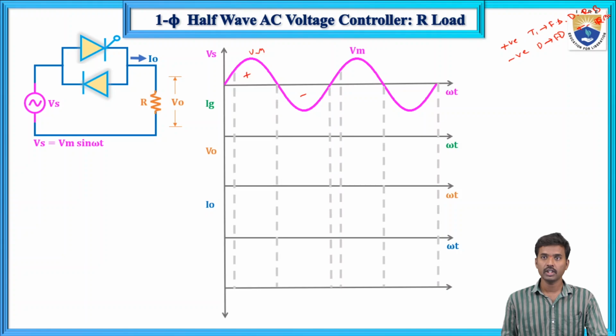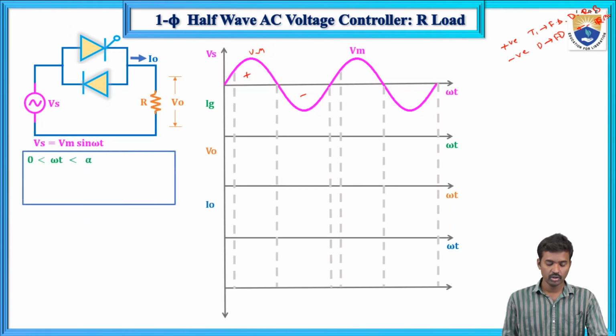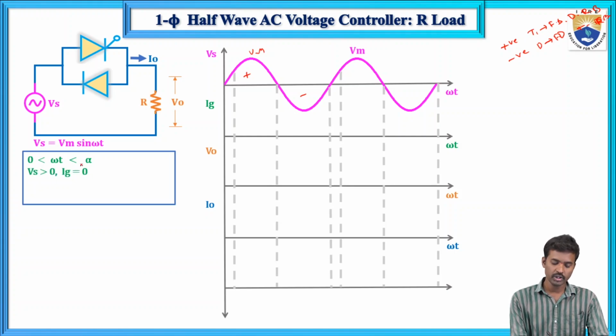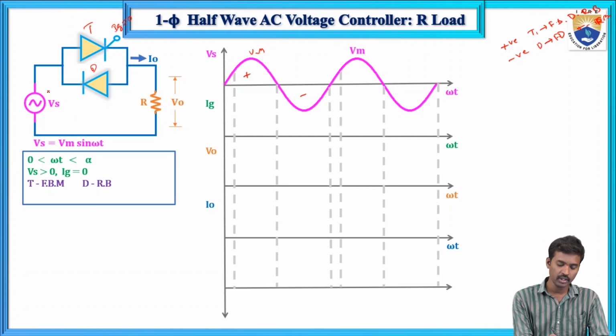First, from 0 to alpha, what will happen? The supply voltage is positive and the gate current is 0. We are not giving any gate current, Ig equals 0. The positive supply is given to this circuit, so this thyristor T is in forward blocking mode, and the diode is in reverse bias, because we are giving the positive supply. So plus and minus here, minus and plus there. One is in forward bias and the other is in reverse bias.